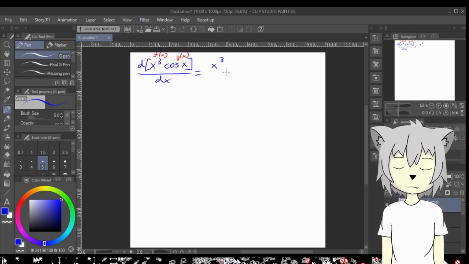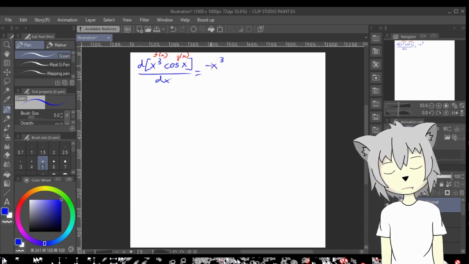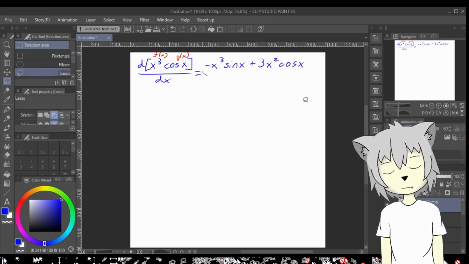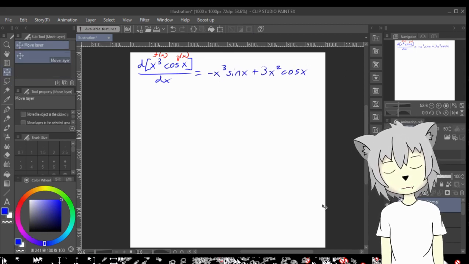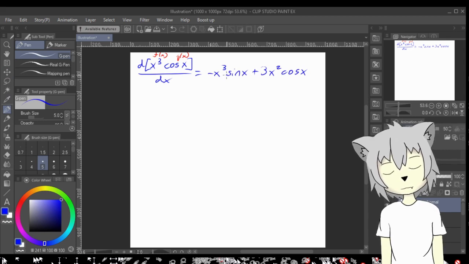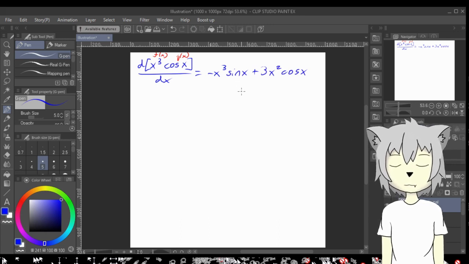You could do it the opposite way. In fact, why don't we do that then? And this is basically negative sine of x. That's the derivative of g, and then we add 3x squared cosine of x. That's basically the derivative of that huge thing. The reverse, if we just switch them around, is basically 3x squared cosine x minus x cubed sine of x.